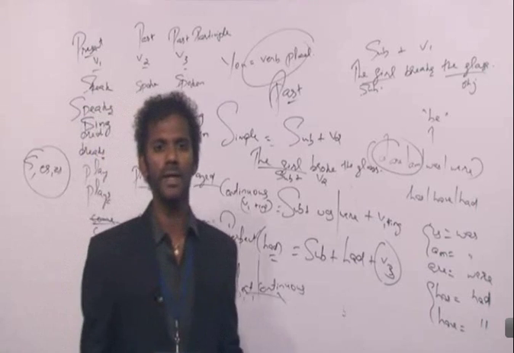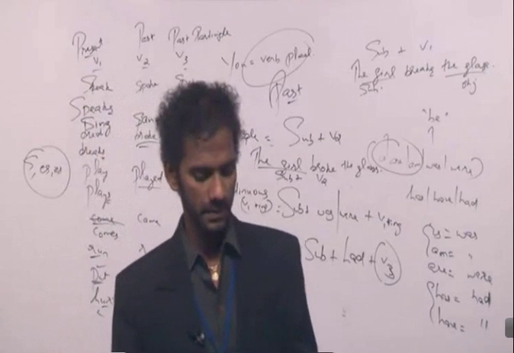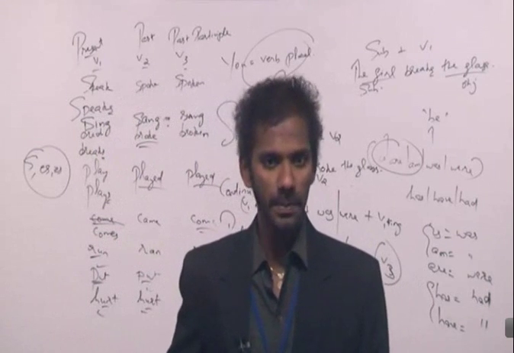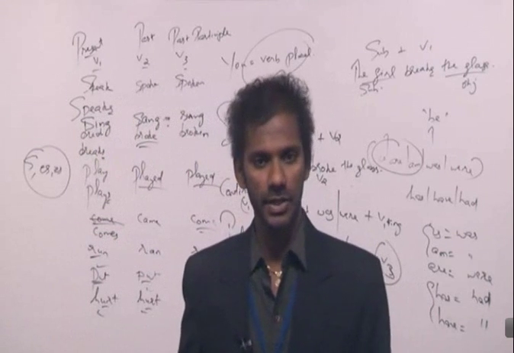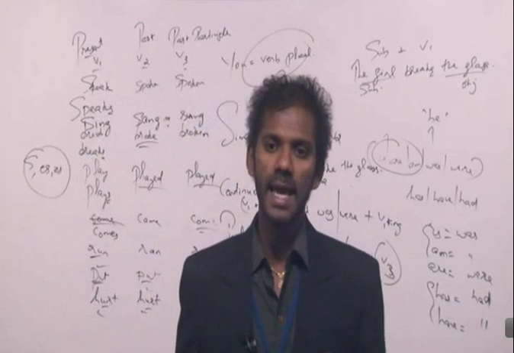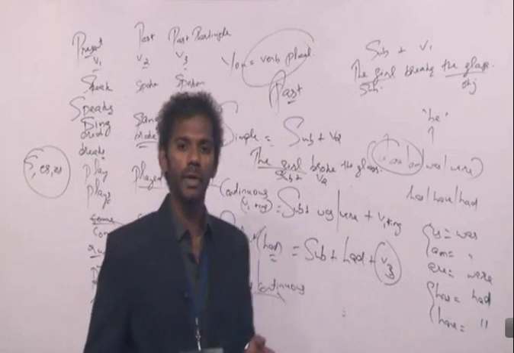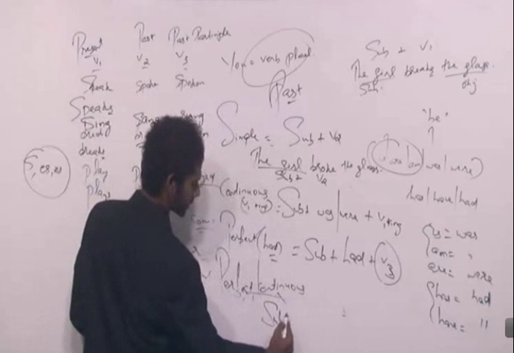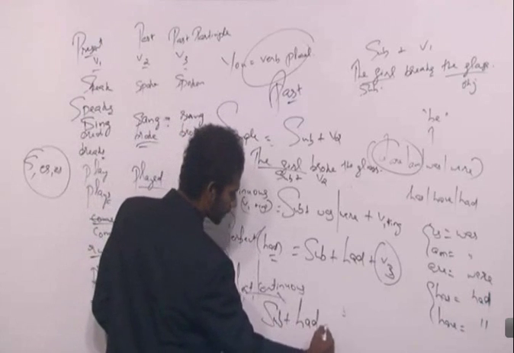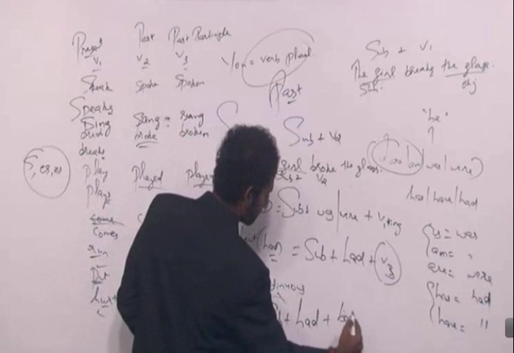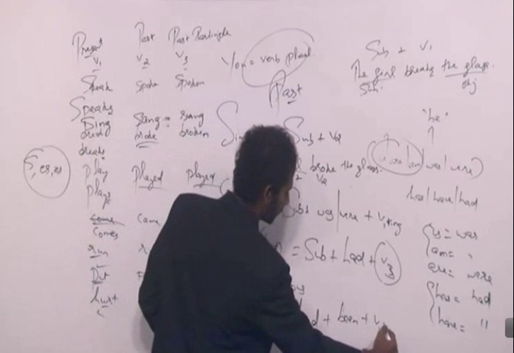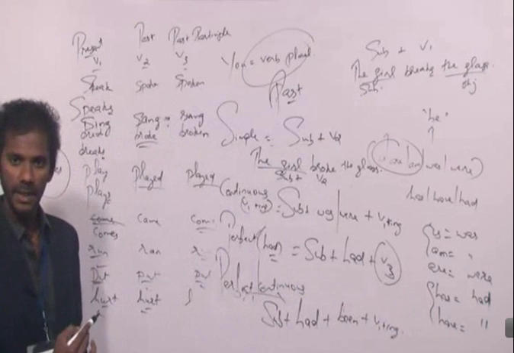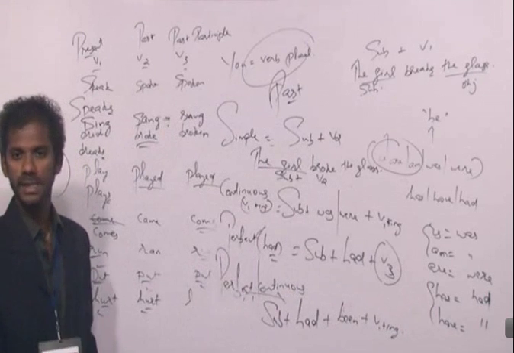What is the rule of present perfect continuous? Subject plus has or have plus been plus V1 plus ing. Right? So what can be the rule of past perfect continuous? Subject plus had plus been plus V1 plus ing. Subject plus had plus been plus V1 plus ing.